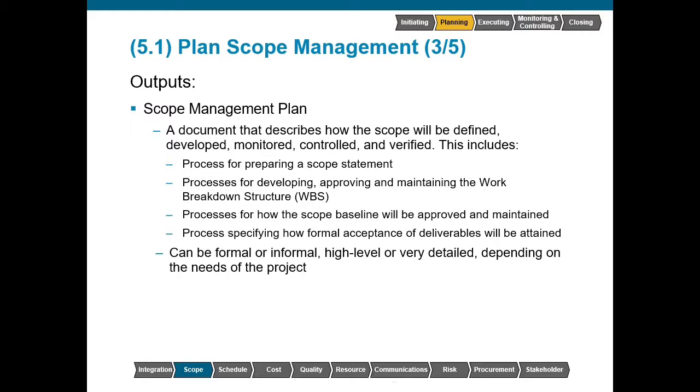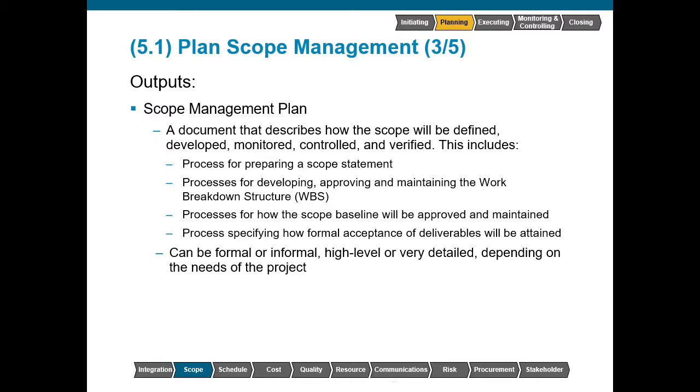So the output from this process is the scope management plan. This is a document that describes how the scope will be defined, developed, monitored, controlled, and verified. Now, again, at this point, we're just figuring out the how. So we're laying the groundwork for further planning. So all the other processes within the project scope management knowledge area will look to this output as its northern star.